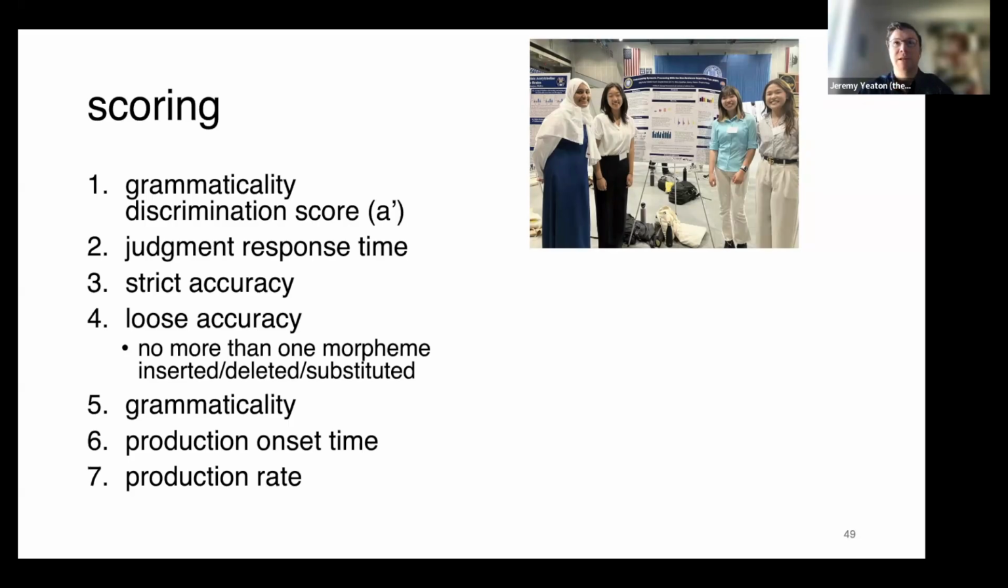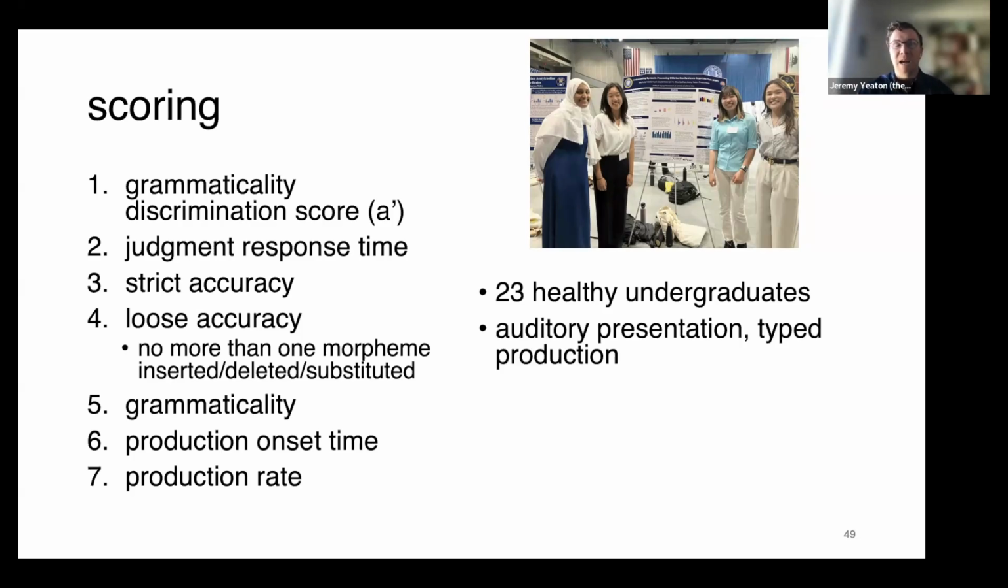And so the reason I said production and not speech is because this is being done in both typing and speech. So far, we only have 23 healthy undergraduates. I do not have aphasia data yet for this one, hopefully soon. And so the data that I'm about to present to you is auditory presentation and typed production. So the speech data takes a little bit longer to analyze, so we're still working on it.